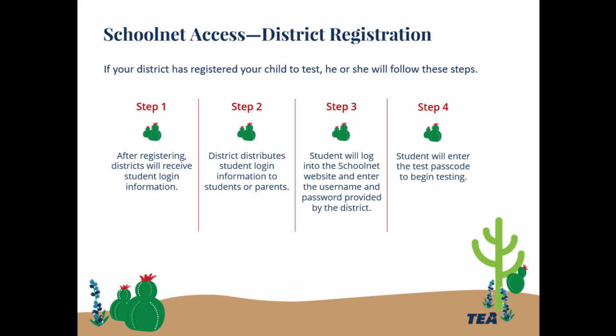Schoolnet Access District Registration. If your district has registered your child to test, he or she will follow these steps. Step 1. After registering, districts will receive student login information. Step 2. District distributes student login information to students or parents. Step 3. Student will log in to the Schoolnet website and enter the username and password provided by the district. And Step 4. Student will enter the test passcode to begin testing.